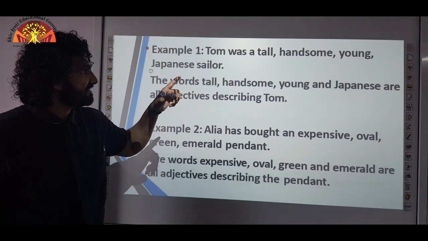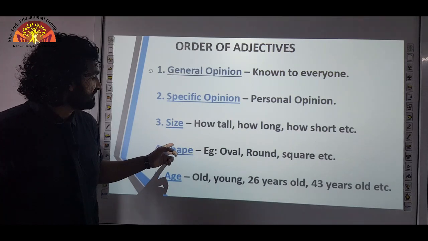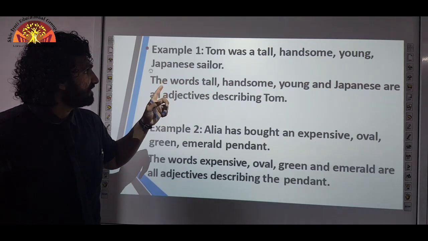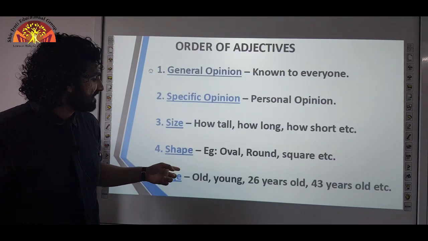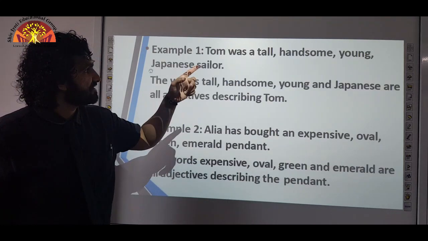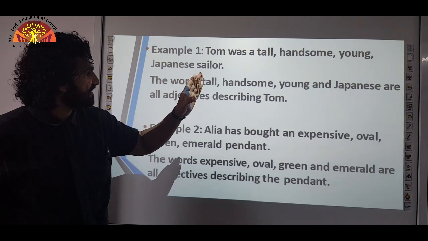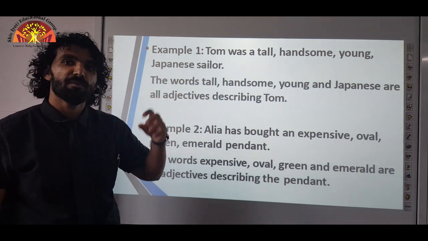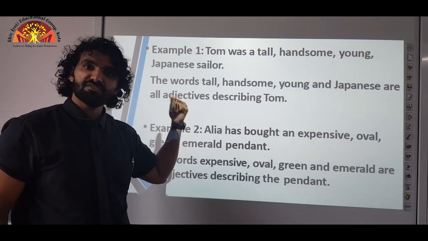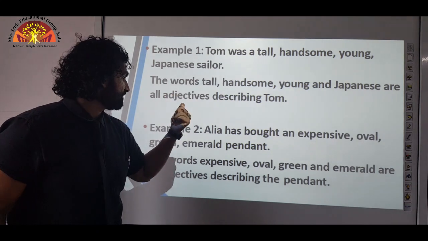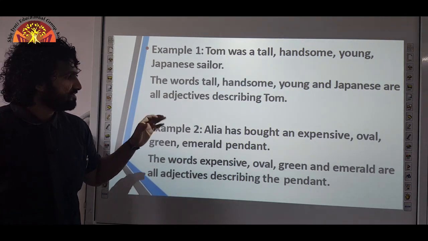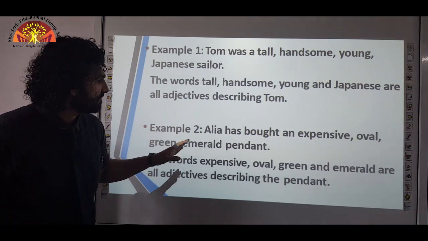And then size. Can we see size? No. Can we see shape there? No. But we can see age in the sentence, young. Young Japanese sailor. So the words tall, handsome, young and Japanese are all adjectives describing who? Describing this person named Tom. In example number 2, something like this has been repeated.